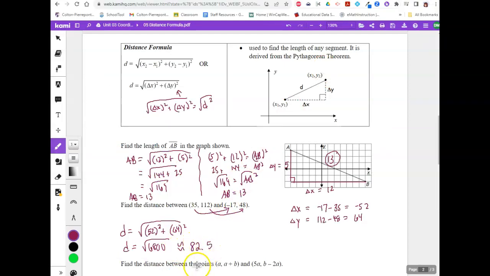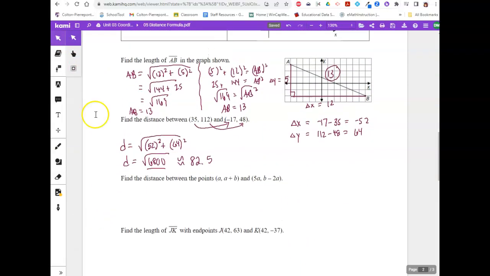Now we rounded it off to figure out the distance, but the square root of 6,800 is the actual distance when you do that. All right, so now the distance formula: find the distance between the points (a + b, 5a) and (b - 2a). All right, so we might want to do y2 minus y1 for this one, x2 minus x1.